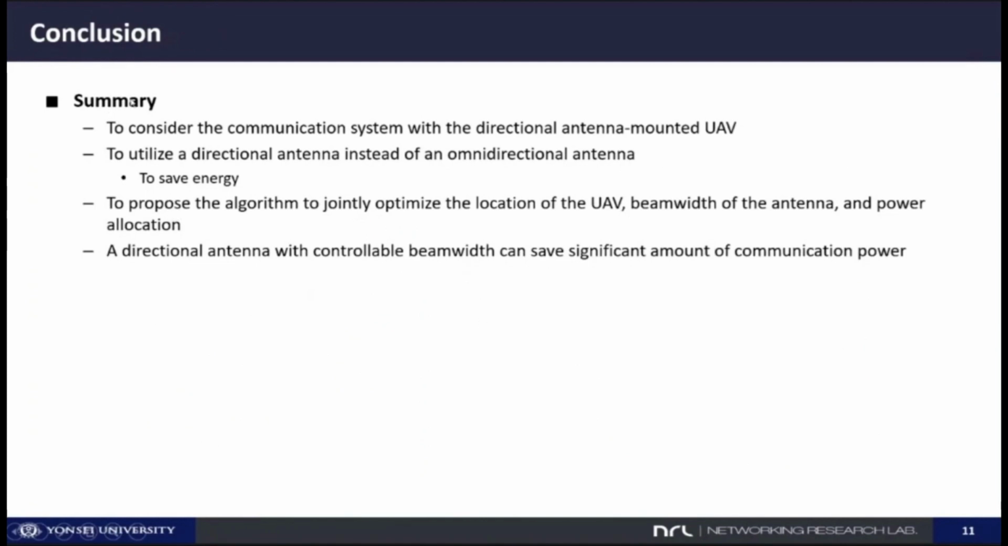So the summary is we consider the communication system with the directional antenna mounted UAV, and we utilize a directional antenna instead of an omnidirectional antenna to save the network resource. We formulated the optimization problem and proposed the algorithm to jointly optimize the variables. And finally, we conclude that a directional antenna with controllable beamwidth can save a significant amount of communication power.